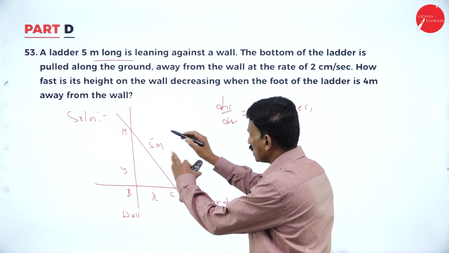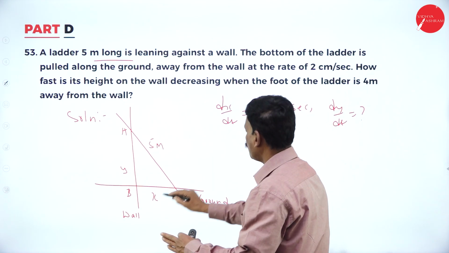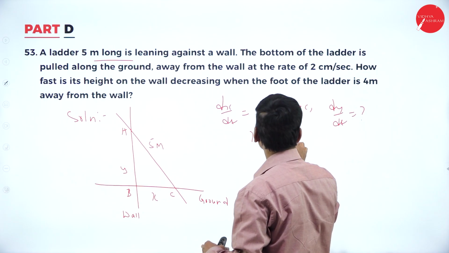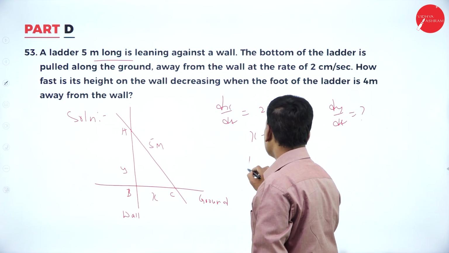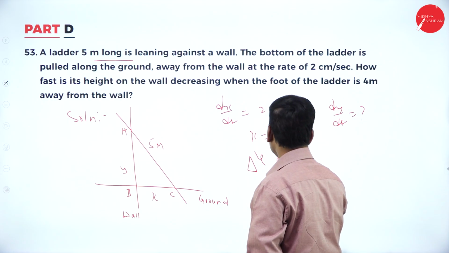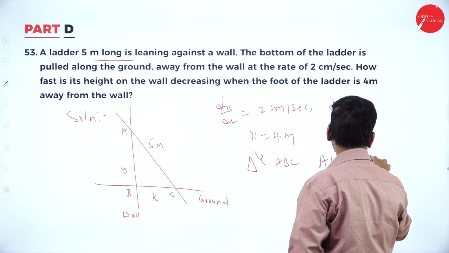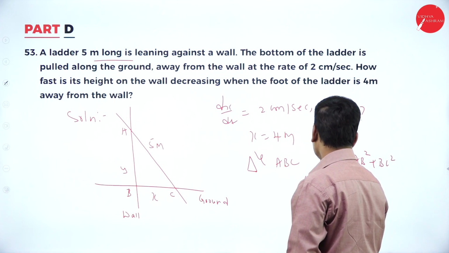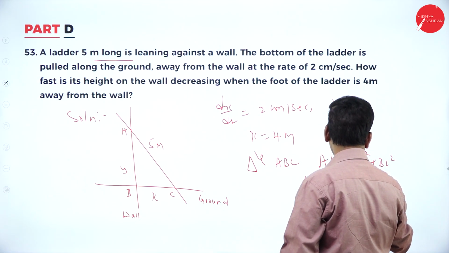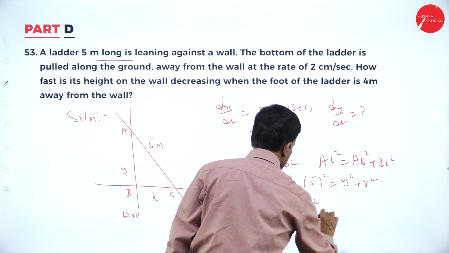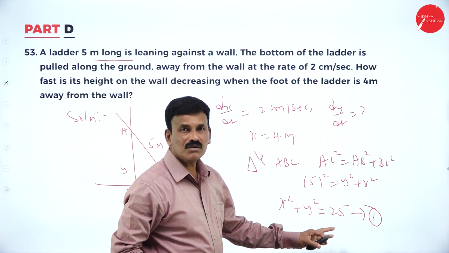How fast is the height of the wall decreasing? That is dy by dt, which is to be determined, when the foot of the ladder is x is equal to 4 meters away from the wall. Now, from triangle ABC, if you apply Pythagoras theorem, you can write AC square is equal to AB square plus BC square. AC is 5, AB is y and BC is x. So we can write x square plus y square is equal to 25. Let us call this equation number 1.